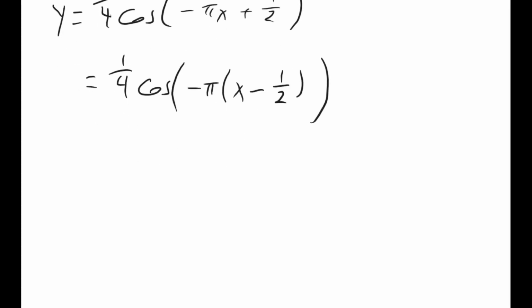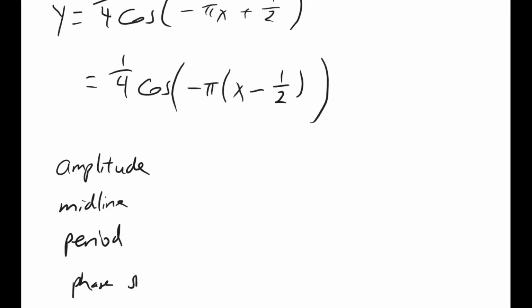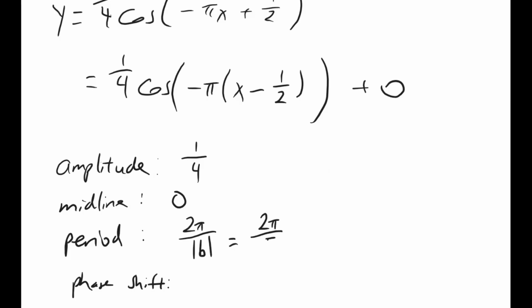Now, let's get the amplitude, the midline, the period, and the phase shift. The usual stuff. What's the amplitude? It is 1/4. What's the midline? That is 0, plus 0 over there, okay? The period is 2 pi over absolute value b. So this is 2 pi over pi, which is 2. And the phase shift is half.